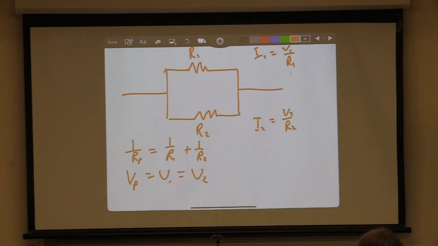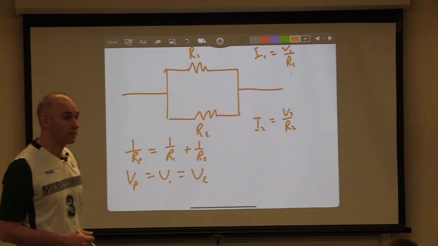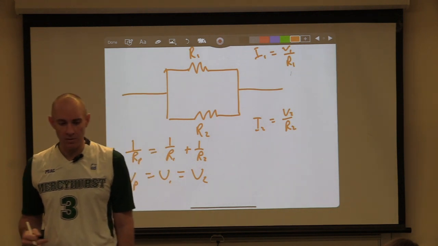Let's say R1 is much bigger than R2. R1 is the larger of the two resistances. Where is most of the current going to go? Path of least resistance, right? Literally, the least resistance is going to get more current because it's easier for the current to go that way. There's less resistance to it. Yeah. Awesome.